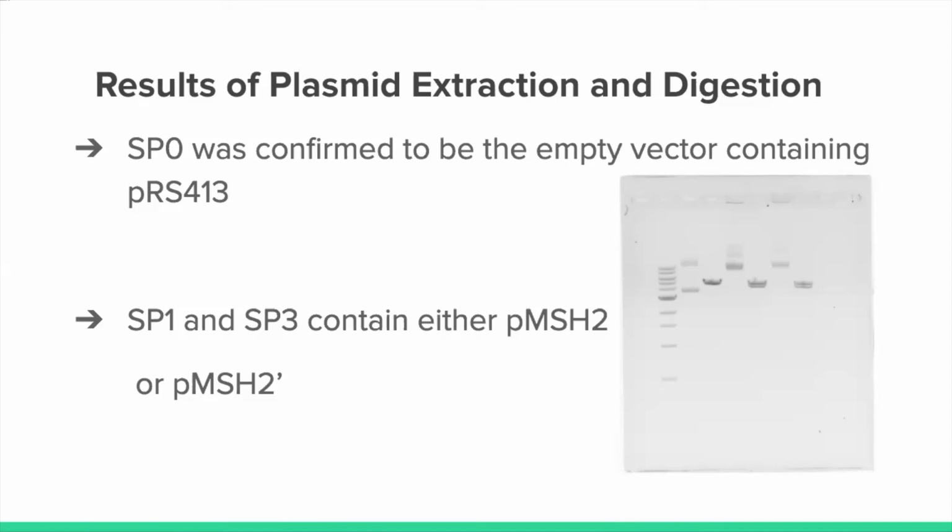Our results were that the sample ID SP0 was confirmed to contain the pRS413 plasmid, and that SP1 and SP3 contained either the MSH2 plasmid or the MSH2 mutated plasmid. Although differentiating between those two plasmids containing the MSH2 gene would have to be done through PCR.